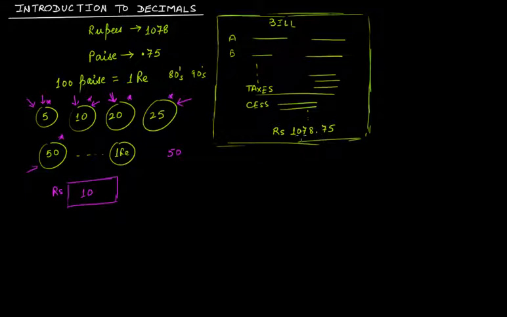So this is what actually decimal representation is. If I give rupees 10 and 50 paise to the shopkeeper, then I'll write it down as rupees 10.50. Okay, it tells that I have paid rupees 10 and 50 paise. So this is actually a decimal representation, one of the many examples. What other examples can we think of?